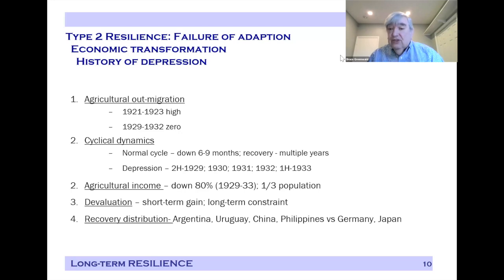And the recovery distribution around the world is surprising. So Argentina, Uruguay, China, and the Philippines early have problems. Japan and Germany, which are devastated, which have been at the heart of the war and have had highly developed war economies, do much better in the wake of the war. So I think that if you look at the data, it suggests that, especially the global nature of the Depression, something like this has to be going on.